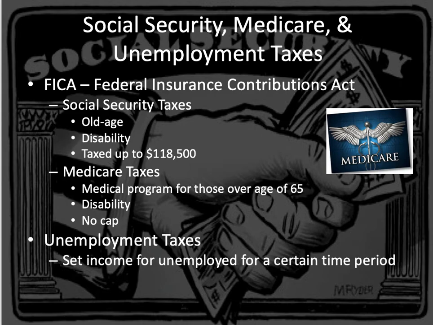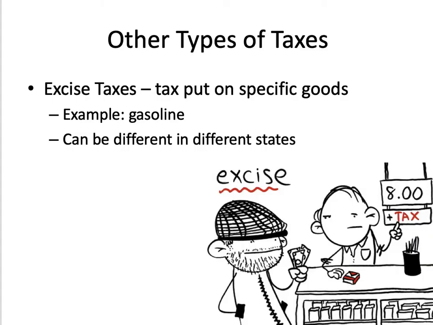Other taxes that are taken out, we have FICA, which is your Social Security, Medicare, and unemployment taxes. These are all taken out as well. So Social Security, Medicare, and unemployment tax. And then other taxes known as an excise tax. It's basically a tax for whatever they want.